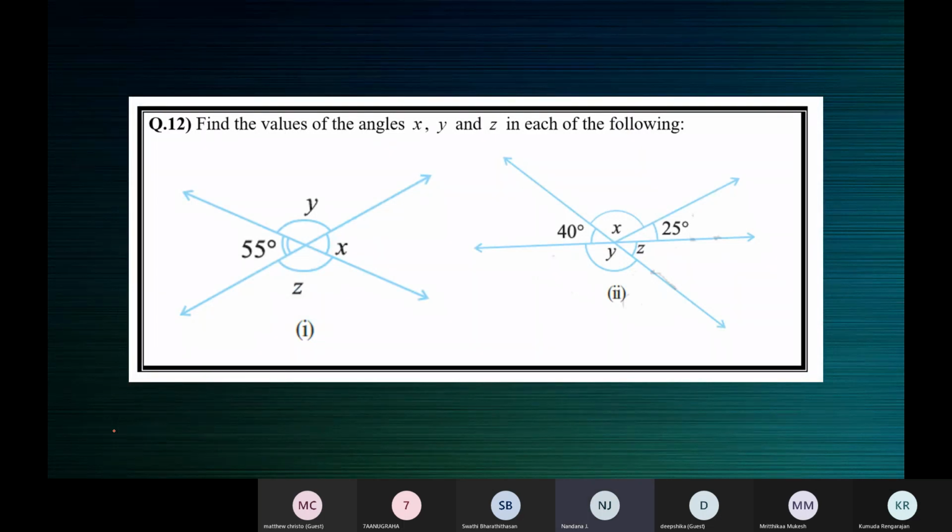Should I tell for A? Yes, Nandana? Ma'am, first x is equal to 55, ma'am. Yeah, reason? Ma'am, because they are vertically opposite angles, and they're equal. Vertically opposite angles are equal. Okay, then next. Ma'am, and y is equal to 125, ma'am. Correct. Then what is z? Ma'am, z is also 125 because vertically opposite angles are equal, ma'am. Very good.